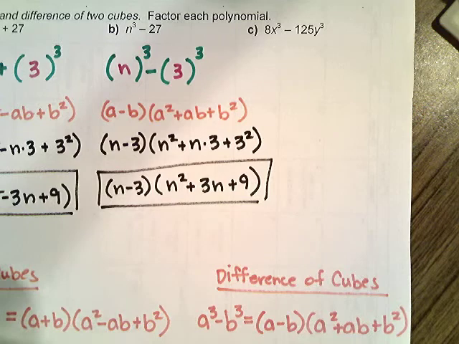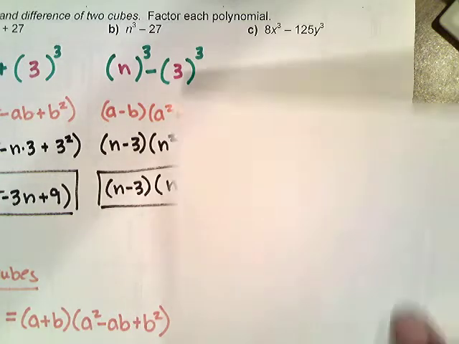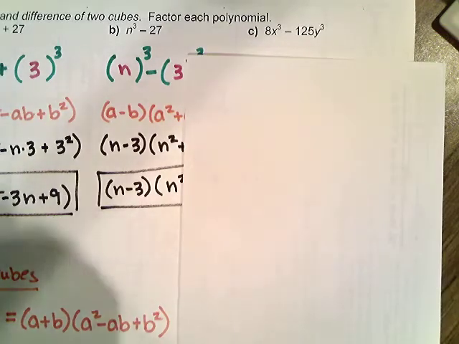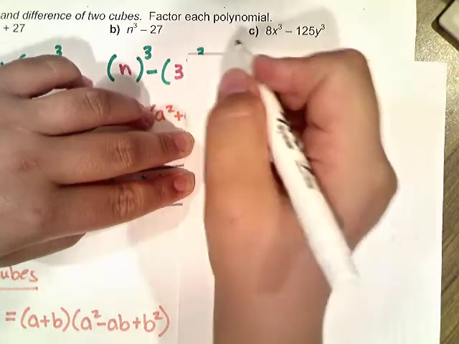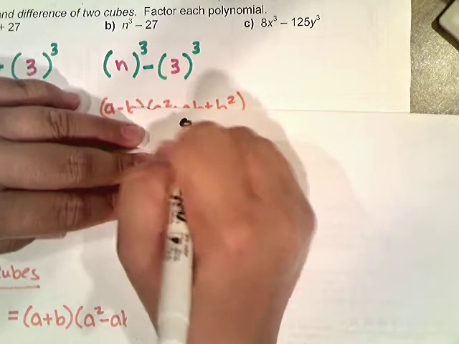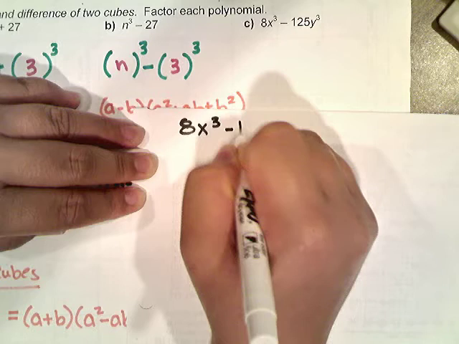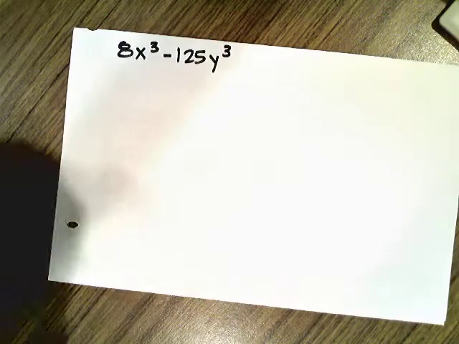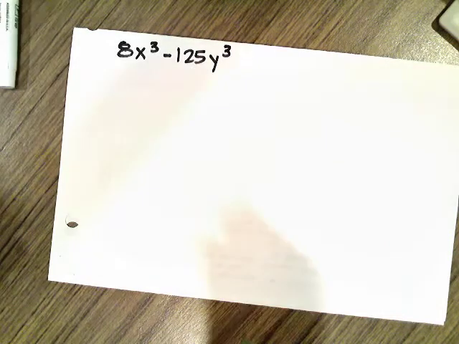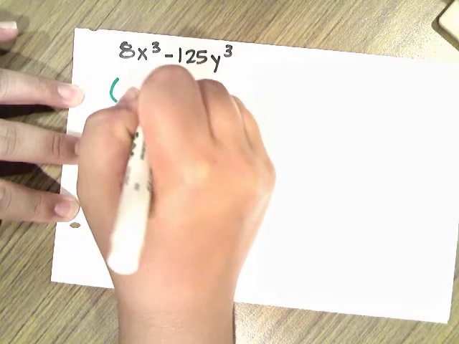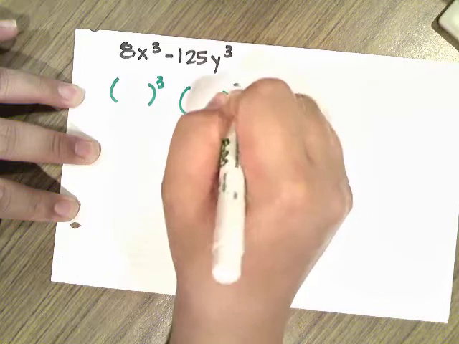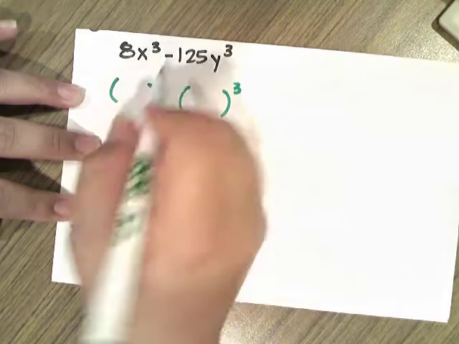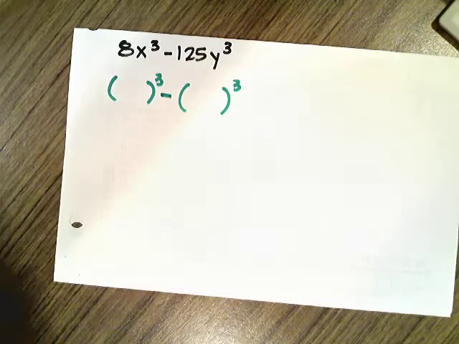Okay, let's go ahead and squeeze in that last example there. In that last example, I'm going to write it on a separate sheet of paper just to make it easier. We have 8x cubed minus 125y cubed. So just like before, we want to see, can we write it as something cubed and something cubed? And in the middle, we're going to have a minus here because with the cubes, we have an option.